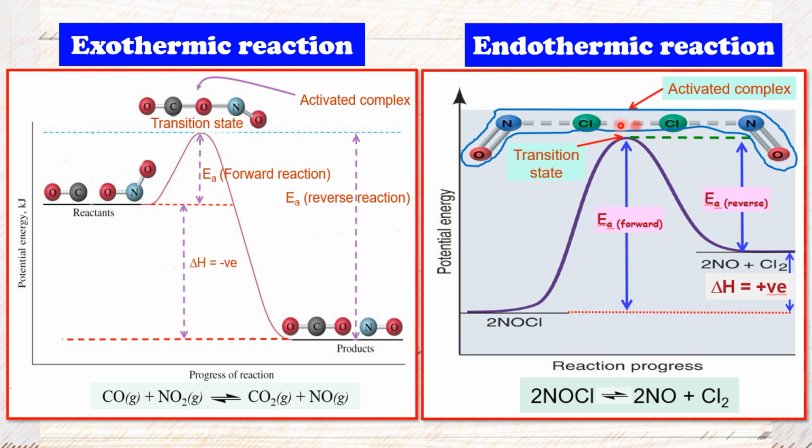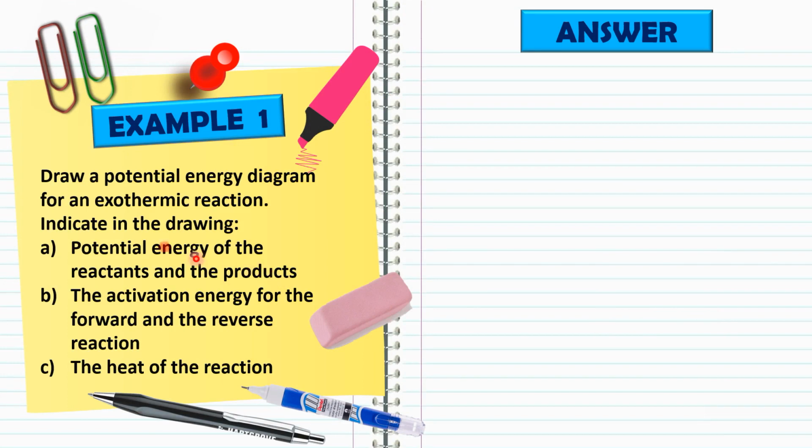So between Cl. Here involves bond breaking between N and Cl, and between N and Cl here also bond breaking, occurring at the same time. For the endothermic reaction, because the potential energy of the product is higher than the reactant, the value of delta H here will become a positive value. Now we move to the sample question.